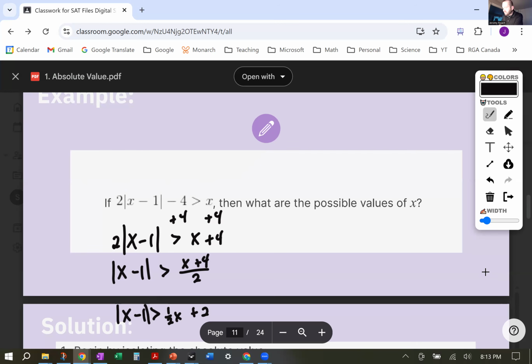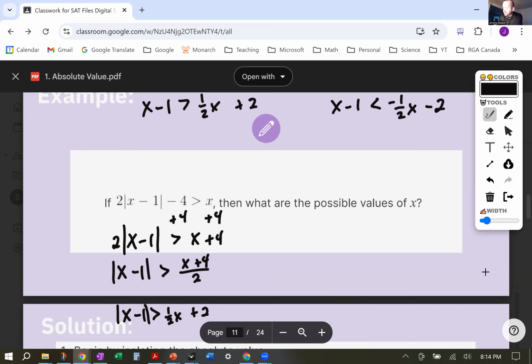Now this is a greater than, so we've got to write an or statement. So that means we're going to write x minus 1 is greater than 1/2 x plus 2. That's the first one. We just dropped the absolute value. And the second one, this one gets a little tricky. We're going to write x minus 1, we're going to switch the sign, and we're going to make everything negative. So -1/2 x plus -2. That's just -2. So we made everything negative on the right side. Not just the first term, but both terms are making those negative.